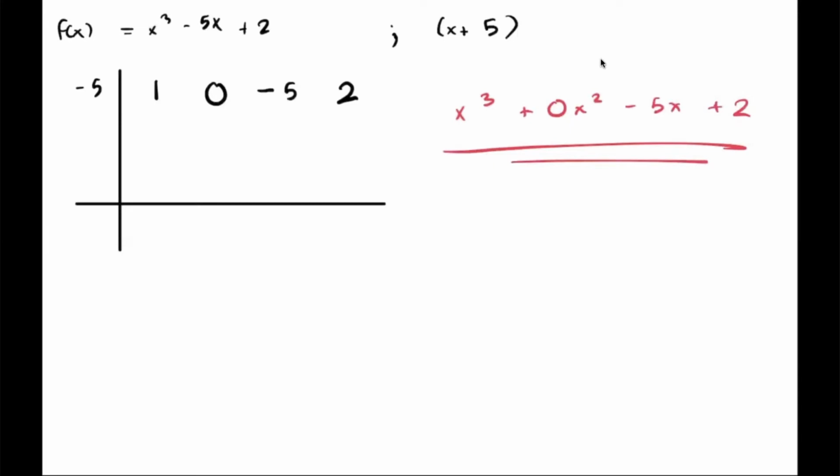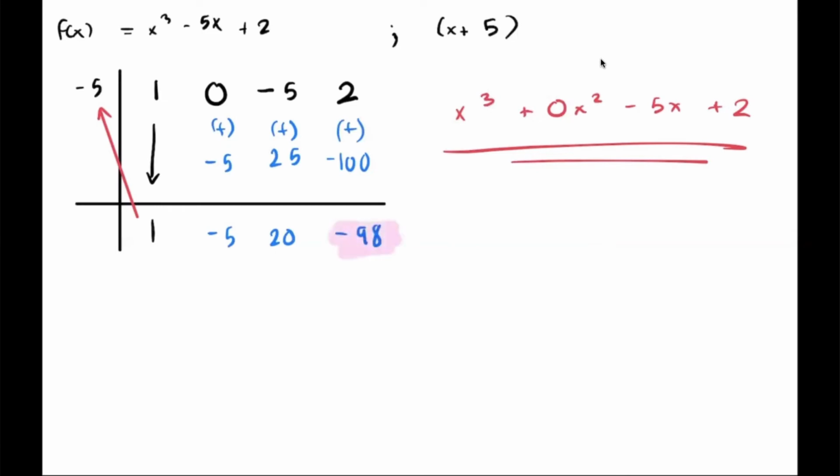Now we will do exactly what we did before. We will take 1 down, multiply it by a, so multiply it by -5, which will give you -5. Then you add them, you will get -5, then you multiply -5 by -5, you will get 25. You add, you will get 20. 20 times -5 is -100. You add these, you get -98. So this is our remainder for this example.